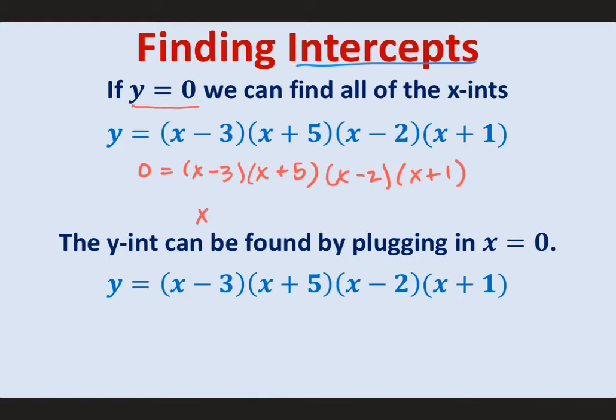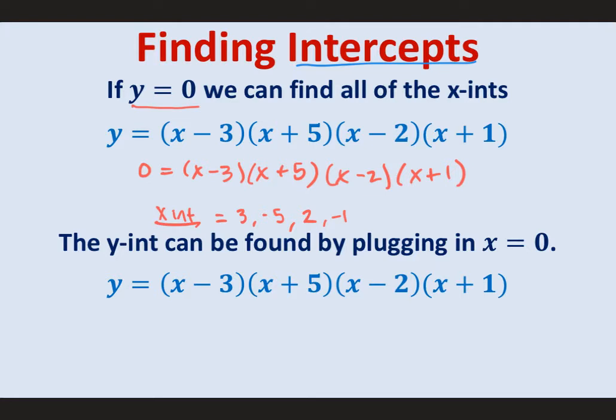So our first one, what minus 3, is positive 3. Our second one, what plus 5, is negative 5. Our third one, what minus 2, is positive 2. And our last one, what plus 1, is negative 1. These are all of our x-intercepts.